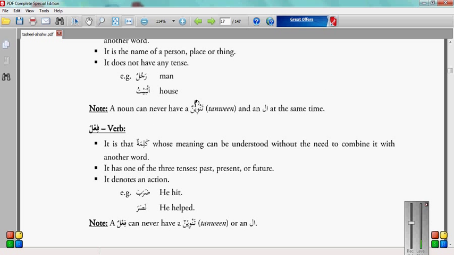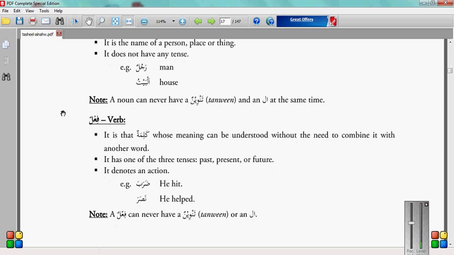A noun can never have tanween and al at the same time. So look, rajulun has tanween. Tanween means double fatha, double dhamma, double kasra. Double of anything, that's tanween. So a noun cannot have tanween and al at the same time. See, there's tanween here, so there's no al. There's al here, so there's no tanween.